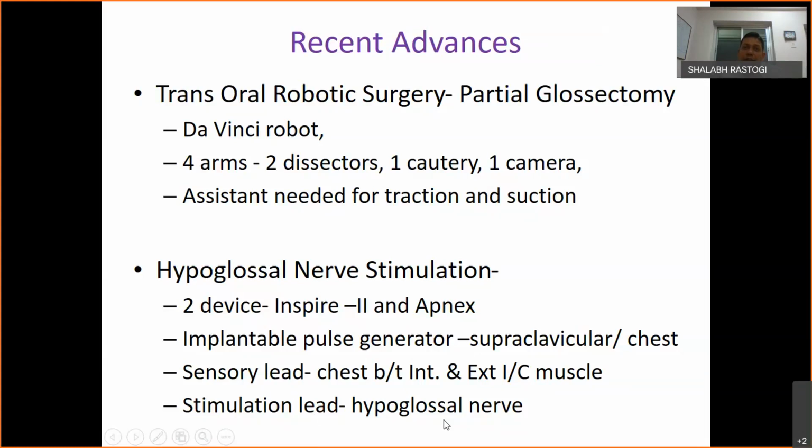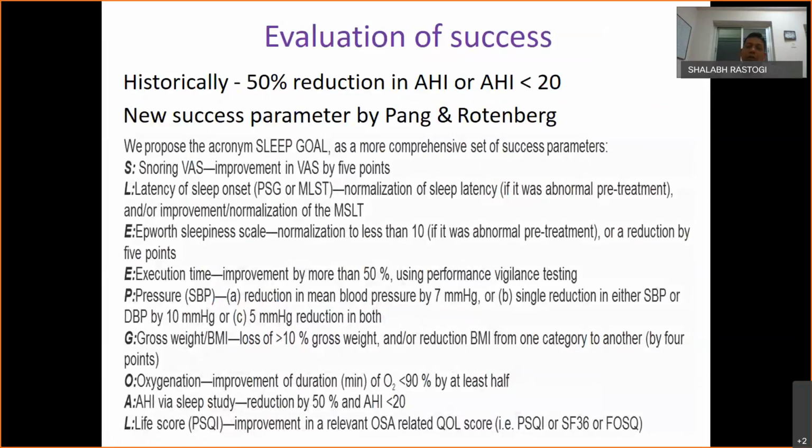So that with each respiration, the hypoglossal nerve is stimulated and the genioglossus contracts and opens the airway. So it's a very dynamic kind of implant. Now, after all these procedures, how will you evaluate the success?